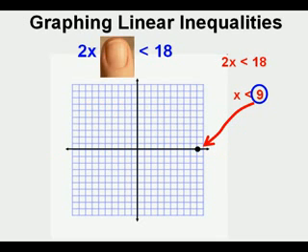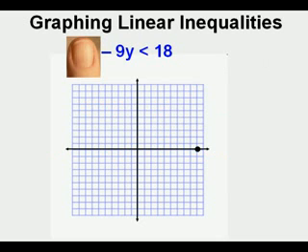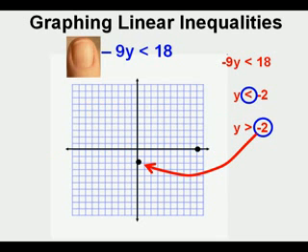Now we find the y-intercept by covering or hiding the x term. That gives us negative 9y is less than 18. We find our y-intercept by dividing by negative 9, and since 18 divided by negative 9 is negative 2, our y-intercept is negative 2. To solve for y, did we divide by a negative number? Yes, we did. So we're going to need to switch the direction of the sign. And that's going to be y is greater than negative 2. And we mark the y-intercept at negative 2.